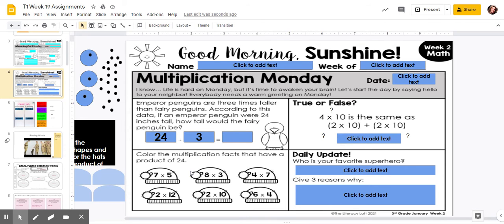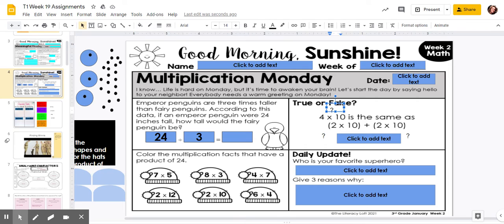Okay, for the hats, 3 of these have a product of 24. So which 3 hats have a product of 24? For true and false, you're going to write what 4 times 10 is, here where the question mark is. So it's just a text box. And once you figure out what 4 times 10 is, you're going to write that product there. Remember, you can count by 10 4 times. You can count by 4 10 times, figure out the product.